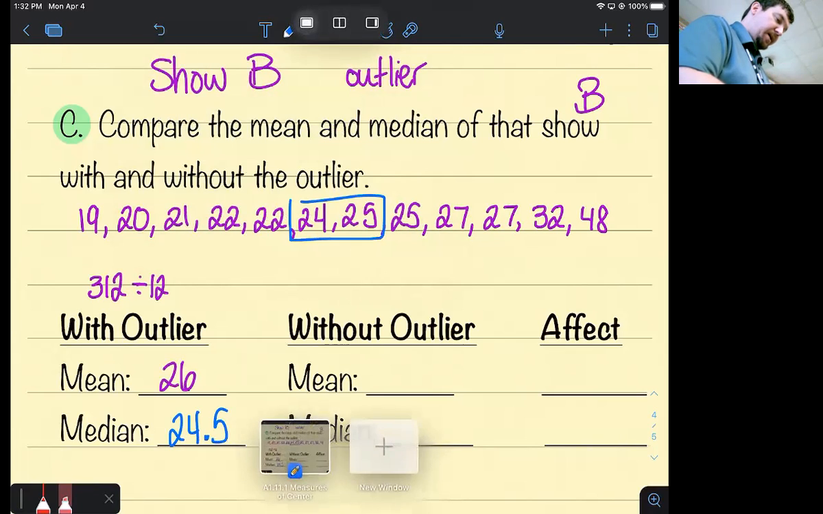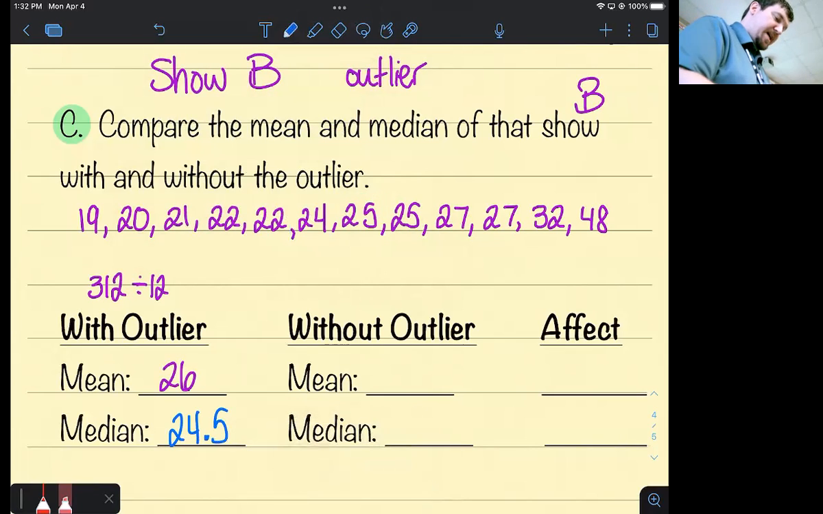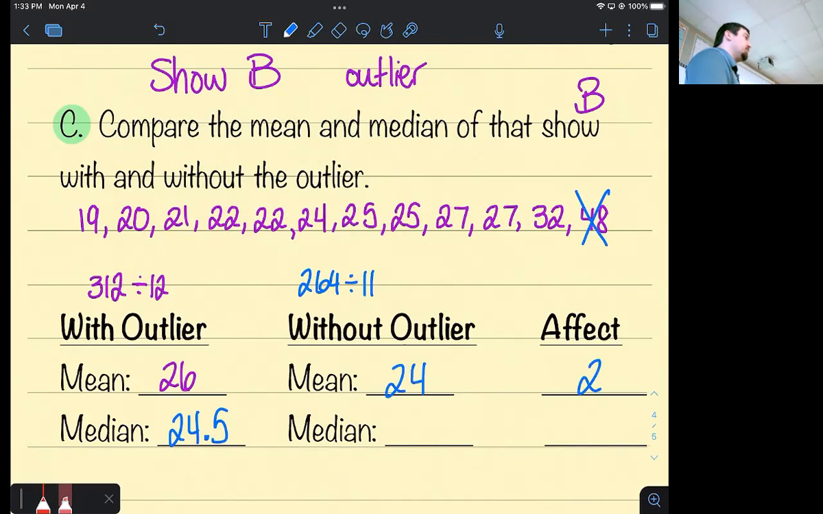So now we're going to do this all again. But 48, the old person, is not going to be part of it anymore. Now there are 11 numbers. Now there's no 48. So instead of adding all 11 numbers up again, I just take 312 and subtract away the 48. It's not there anymore. How about 264? Can someone tell me what 264 divided by 11 is, rounded to 1 decimal place? 24. So it had an effect of 2. It brought the mean down by 2.